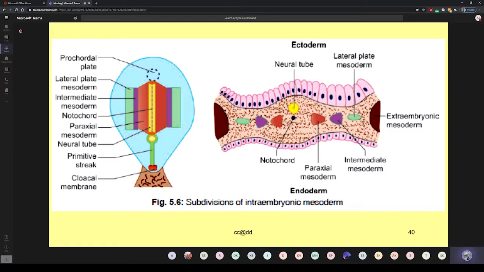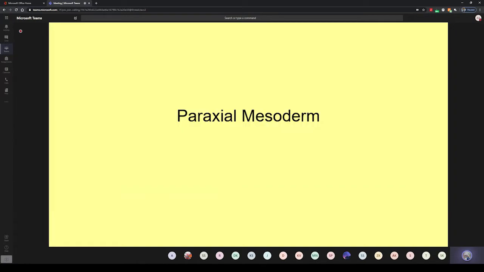Coming back now, just by the sides, we are seeing something brown in both the pictures. One is a surface view and one is a cut section. Those brown ones are very nicely labeled here as paraxial mesoderm. Then next to it, that small purple color, intermediate mesoderm. And finally, on either extreme, the lateral plate mesoderm. Let's go on. What is going to happen to the paraxial mesoderm?